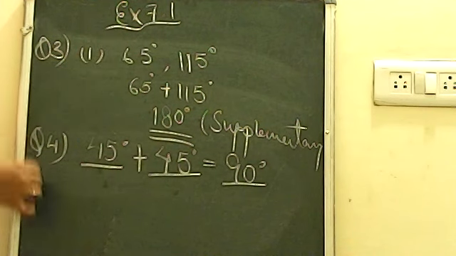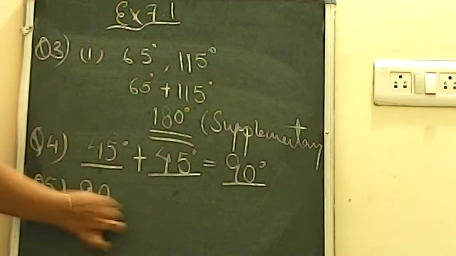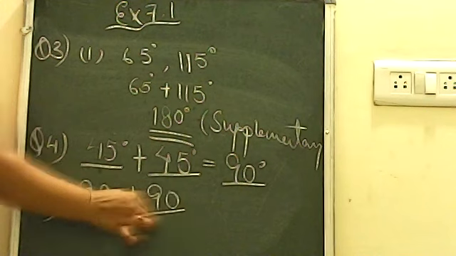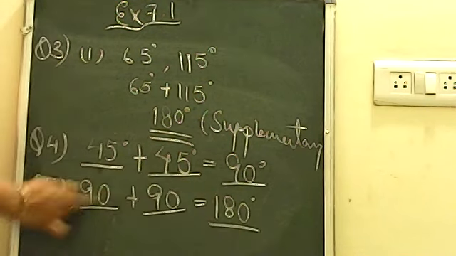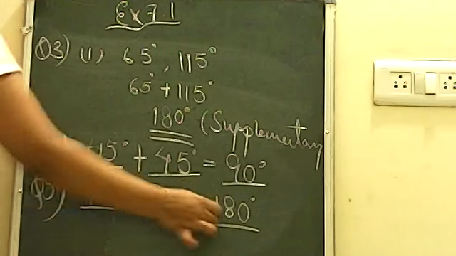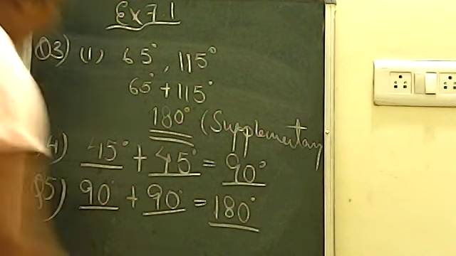And similarly, question number 5 is asking for the angle which is the supplement of itself. Meaning, an angle added to the same angle will give you 180 degree. That means when you add 90 to 90, you will get 180 degree. So remember always, the angle which is the complement of itself is 45, and the angle which is equal to its supplement is 90 degree. Okay, so this is done now.